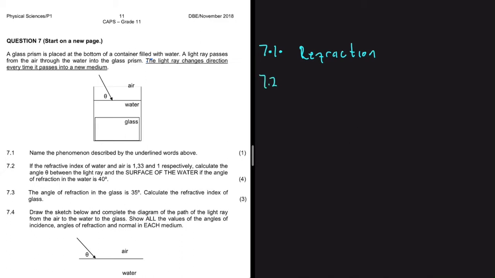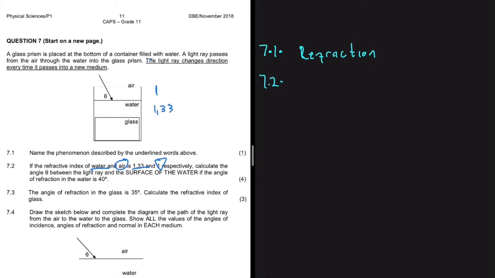And then 7.2 says, if the refractive index of water and air is 1.33 and 1 respectively. So what does respectively mean? For water, the refractive index is 1.33, and then for air, the refractive index is 1. So let's denote that in our sketch, right? For air, the refractive index is 1, and then for water, it's 1.33.